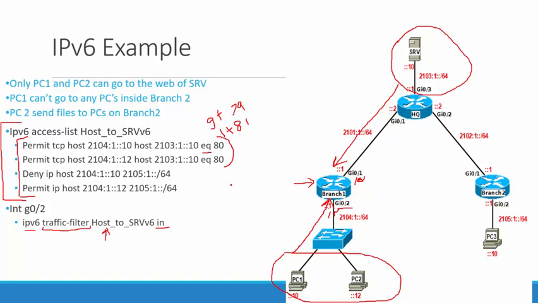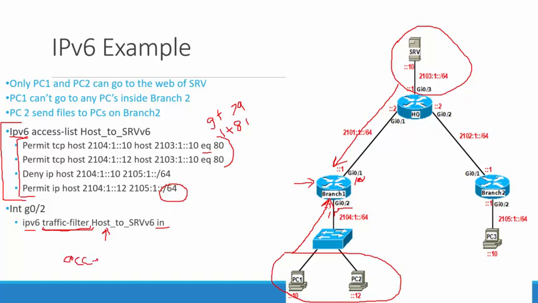So not too bad. It's really very, very similar to IPv4, except I'm using IPv6 addresses, and the commands are slightly different. I use ipv6 here. I use traffic-filter here. And I use a prefix list rather than a wildcard mask. One other thing: if I want to apply my access list to the VTY lines, you know, I want to control Telnet or SSH, I would still use access-class for both IPv4 and IPv6.